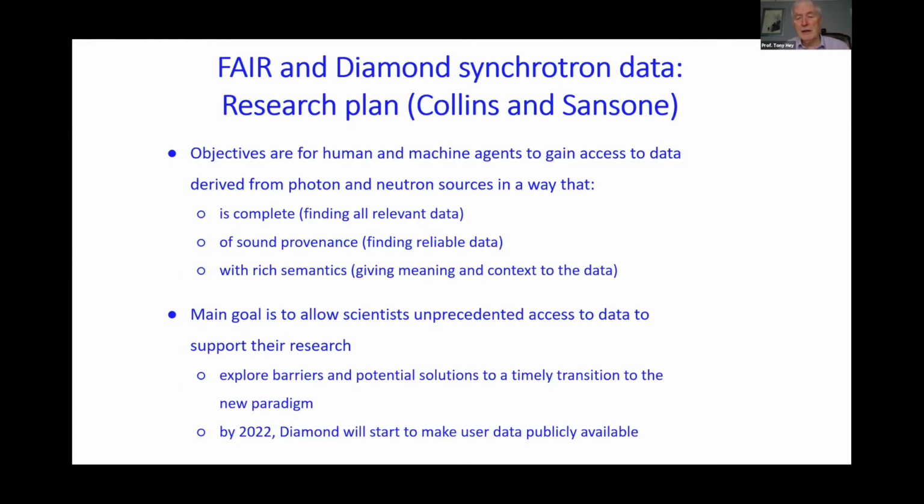What we're doing at the Rutherford Lab is working with the Diamond Synchrotron and Susanna Sansone in Oxford and Steve Collins, who runs one of the beamlines at the synchrotron, to see if they can actually make the human and machine agents gain access to data coming from the synchrotron in a way that's complete, has the provenance and has semantics. So the idea is to see if we can really do that.